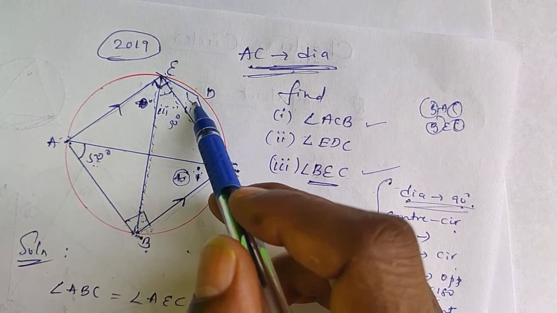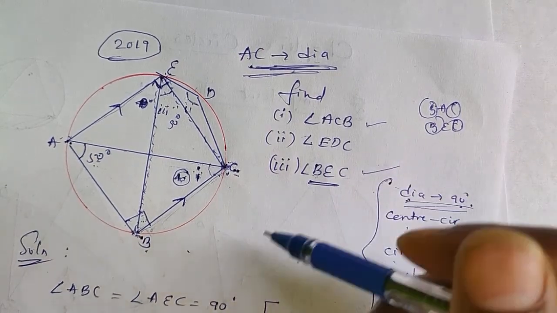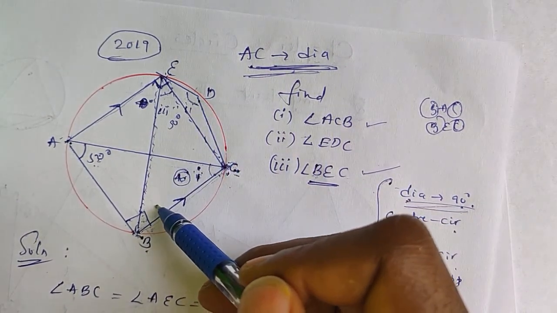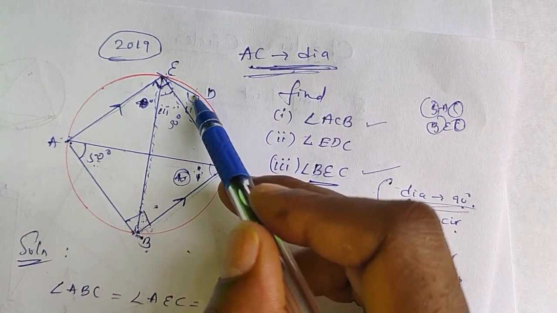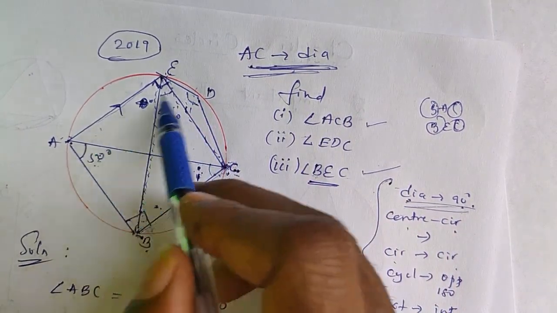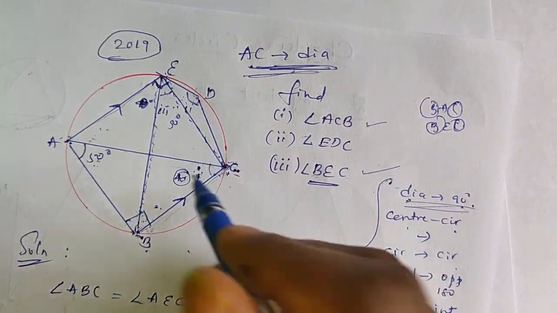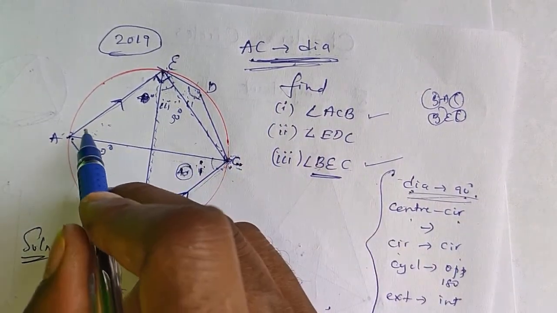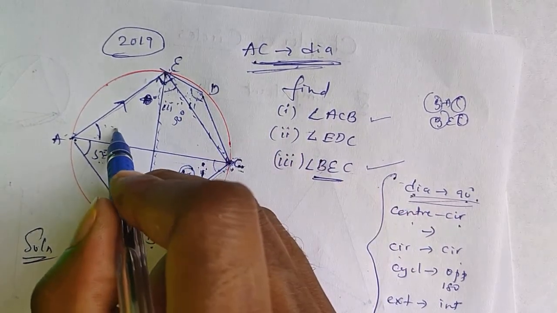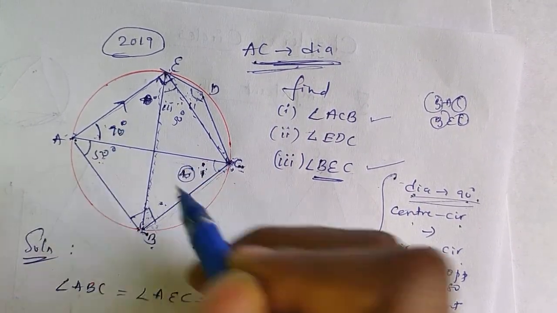To find this angle, we'll use some other concept, that is cyclic quadrilateral. So D angle opposite is which angle? D angle opposite is this angle, right? And D angle opposite is even this angle also. These two angles are cyclic quadrilateral angles. Also in the question, I forgot to say, this angle is 70 degree, given in the question.